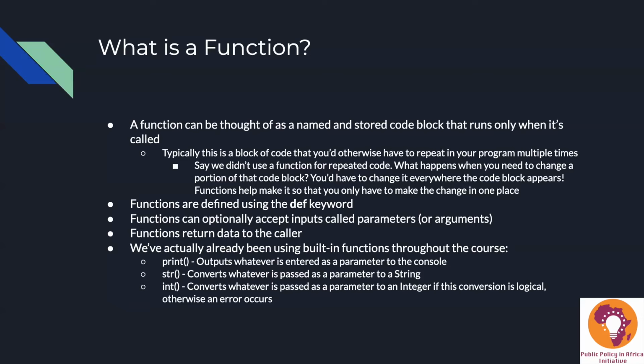And then the int function does the opposite of what the str function does, in the sense that if we pass it a string version of a number, it'll convert that to an integer data type. But the thing about the int function is that the parameter passed has to be something where the conversion to an integer is logical. Otherwise, you're going to see an error come out of that function. Something like, can't convert the string hello to an integer.